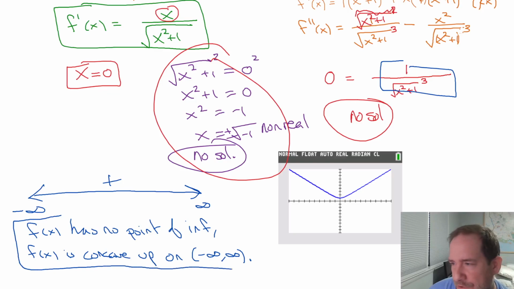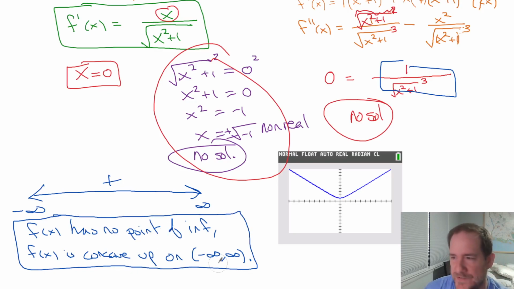So again, we do a lot of work, but our final answer is this sentence that I just put in a box. You were asked to find the point of inflection. There isn't one. You were asked to comment on the concavity. So you'd say f of x is concave up, and you'd say on what interval, which is negative infinity all the way to infinity. And that's that question done.